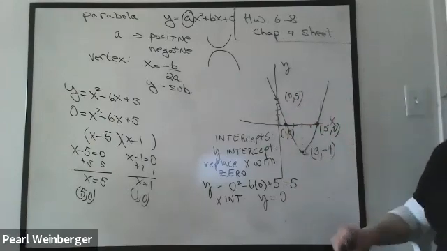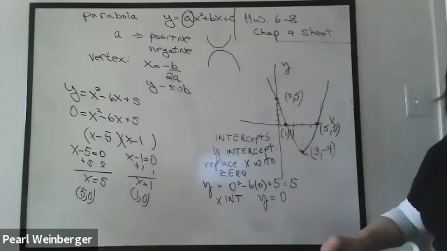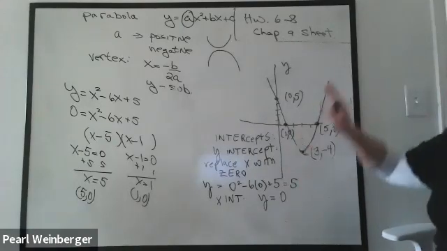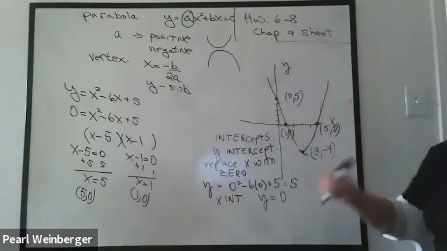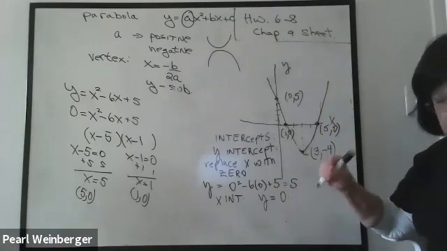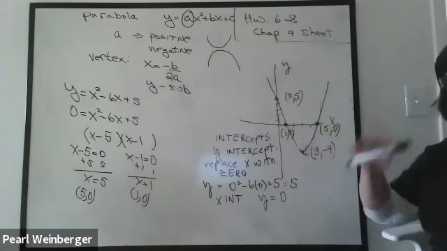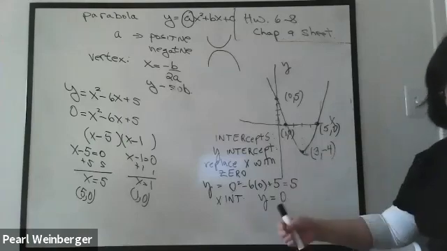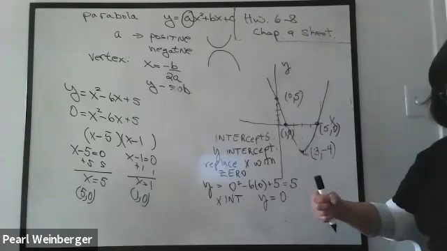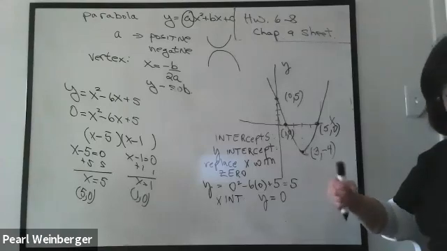So these are all the things they could find out about a parabola. Again, the most important thing is the vertex. That's absolutely the most important thing to know about a parabola, and also whether your parabola will open up or down.